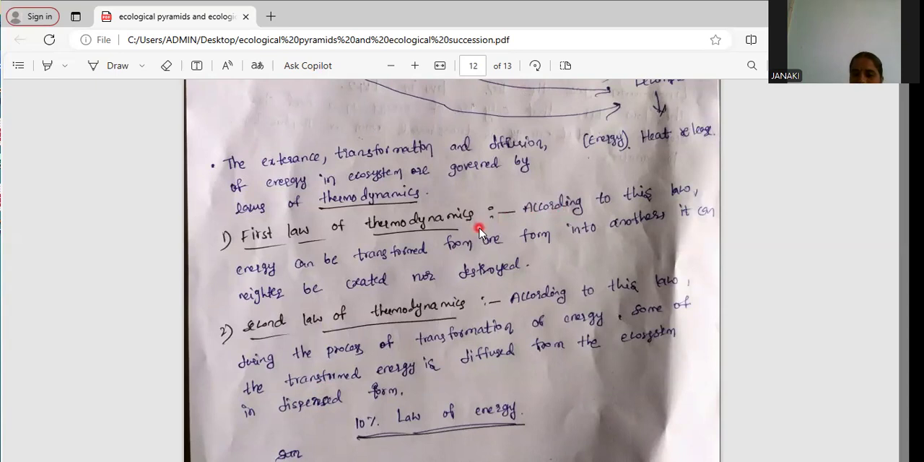First law of thermodynamics: the energy can be transferred from one form to another. This is the first law of thermodynamics.